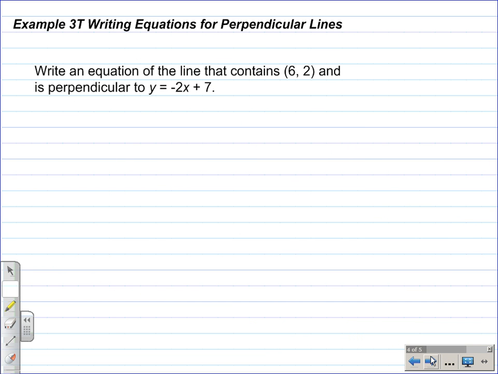Example 3t, writing equations for perpendicular lines. Write an equation of the line that contains (6, 2) and is perpendicular to y is equal to -2x plus 7. As previous problems, this is going to involve multiple steps, and the first step is to find the slope. Now, the first step for a lot of what we've been doing in the last 2 or 3 lessons has been to find the slope.